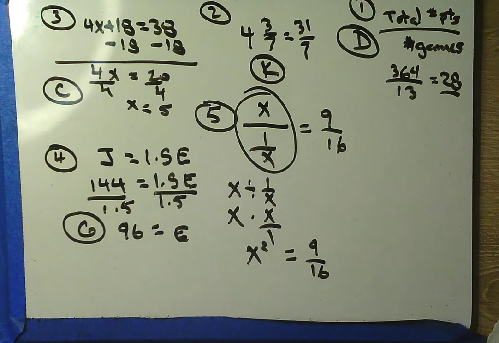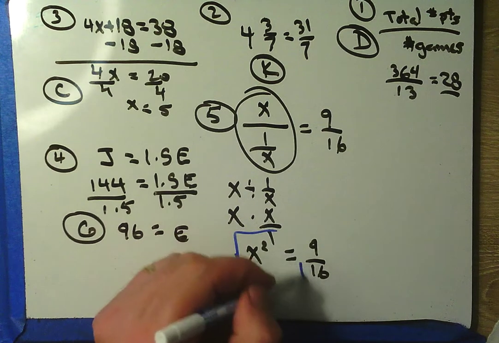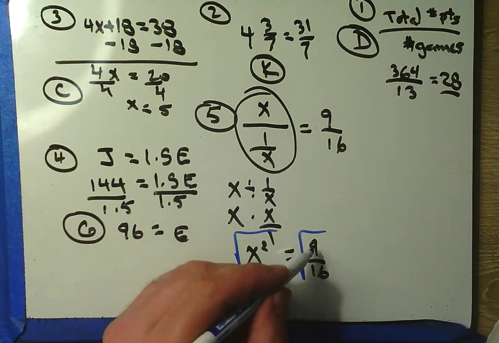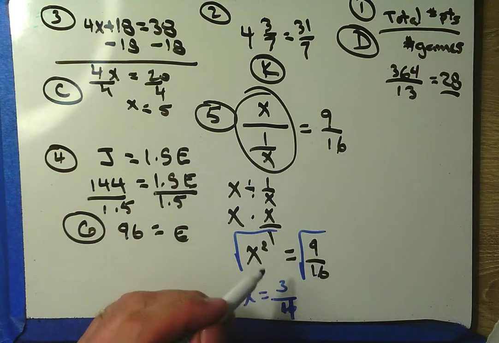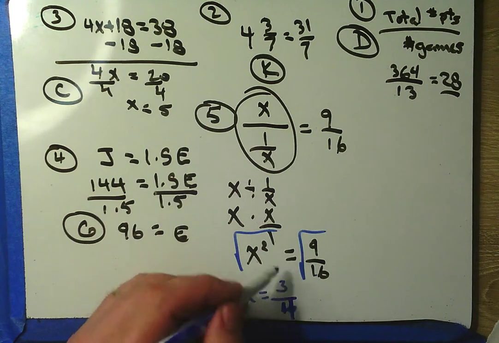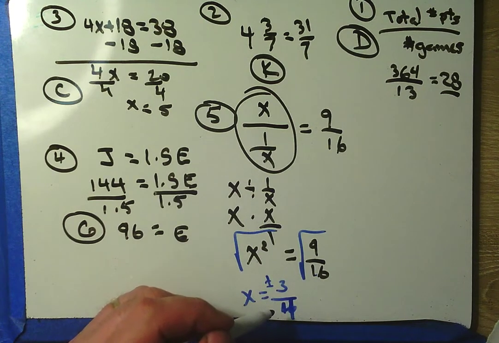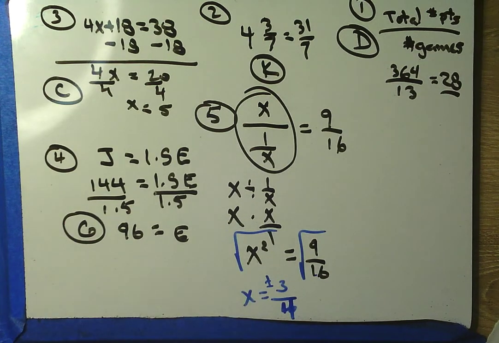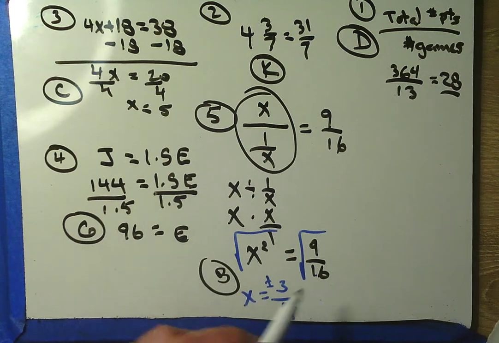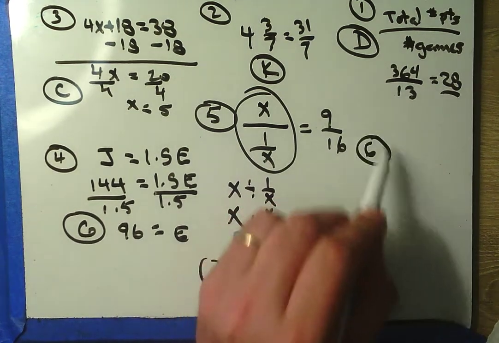So when we take the square root of both sides of this equation, we get x equals the square root of 9 over the square root of 16, which is 3/4. And don't forget that plus or minus. Okay, so do I see my answer? Yes, my answer is here, and it is choice B. B for number 5.